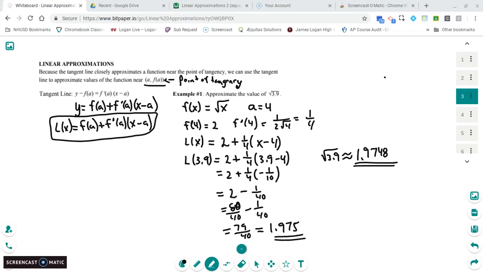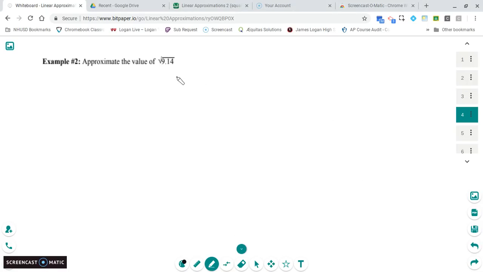In our last example, we were approximating the square root of 3.9. And using a linear approximation, we got an approximation that was accurate to 3 decimal places. Now, in our next example, we're going to approximate the square root of 9.14. So just like before, I am going to use the function f of x equals the square root of x.